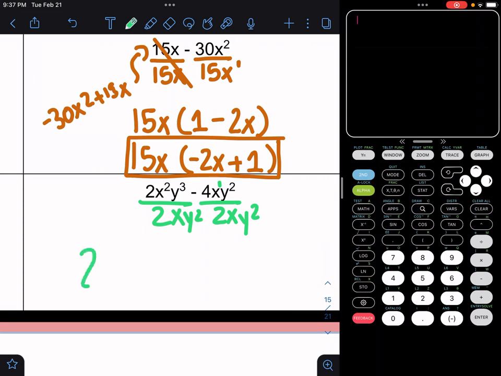First, let's write our GCF on the outside. 2 divided by 2 is 1. x squared divided by x to the first is just x. y to the third divided by y squared is just y. Then minus 4 divided by 2 is 2. x to the first divided by x to the first would just be no x's, and y squared divided by y squared would just be no y's because 2 minus 2 is 0.